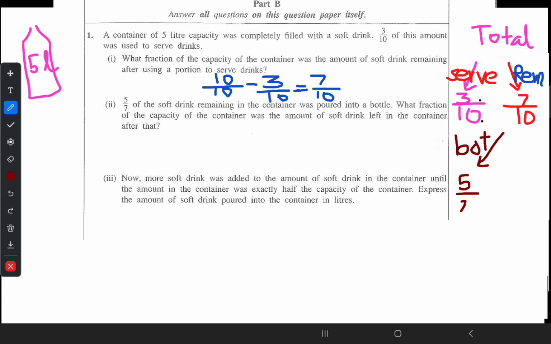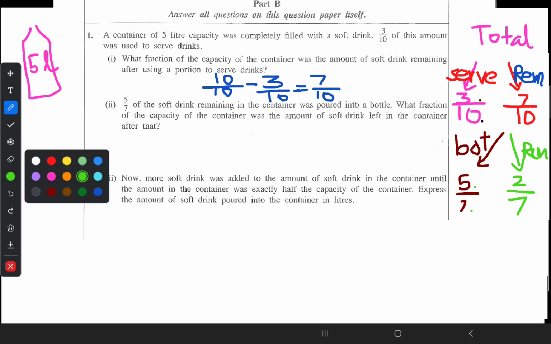What fraction of the capacity of the container? After this also there is an amount of remaining, not the total one used to pour into the bottle. So after this also we have a remaining. To find that remaining, what do we need to do? It's easy. From 7, 5 portions were poured into the bottle. So the remaining from 7 minus 5 would be 2. 2 over 7, that would be our remaining fraction.